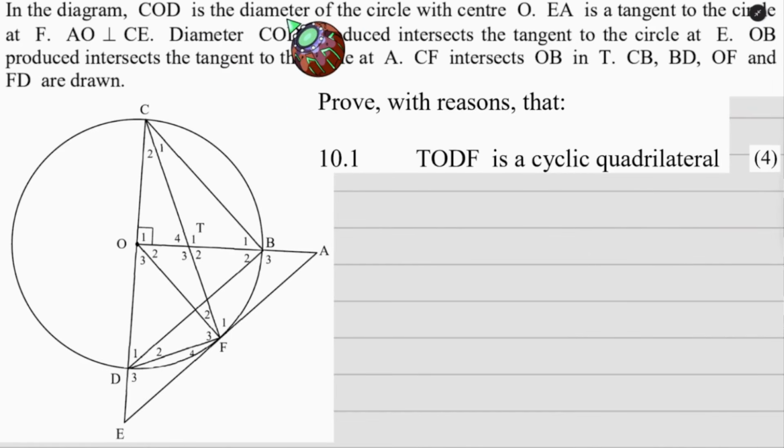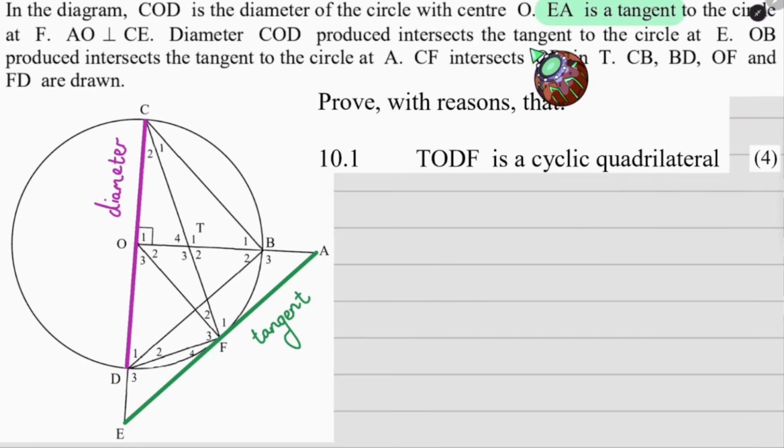COD is a diameter, that's important. EA is a tangent, that's also important information. And the rest of the information has been represented adequately on our sketch. So we're going to jump into the first question. Prove that TODF is a cyclic quadrilateral.